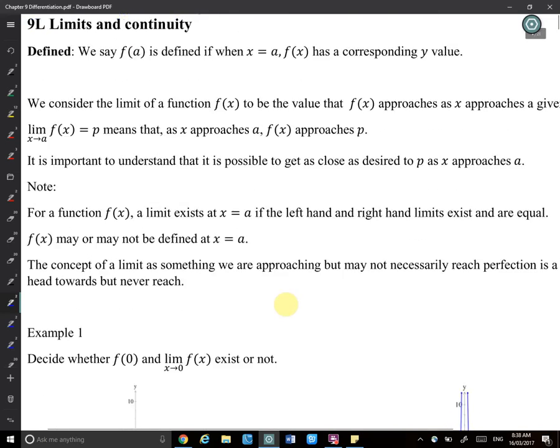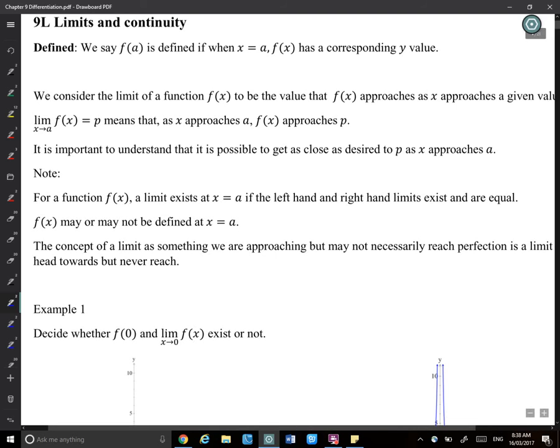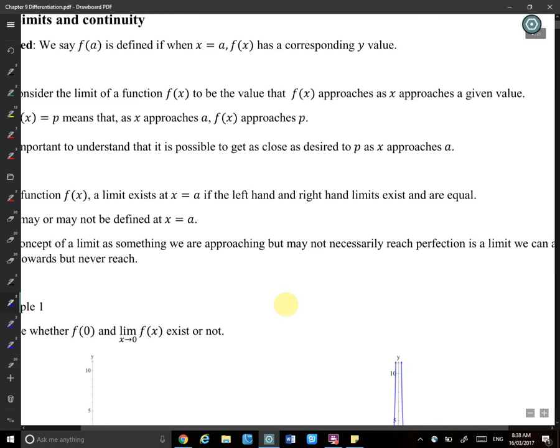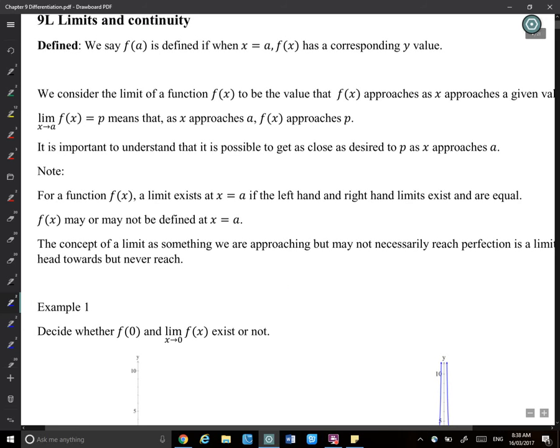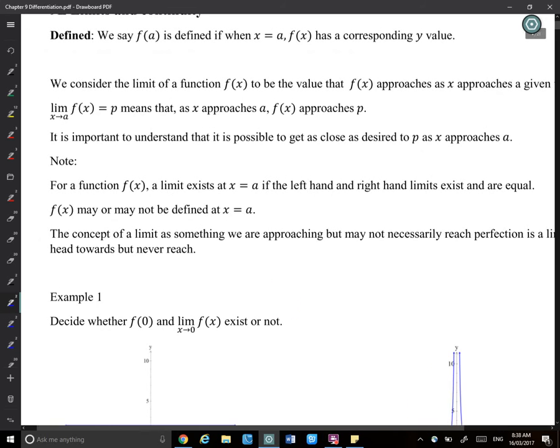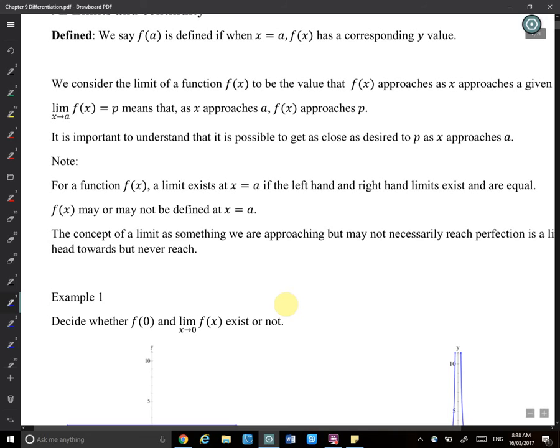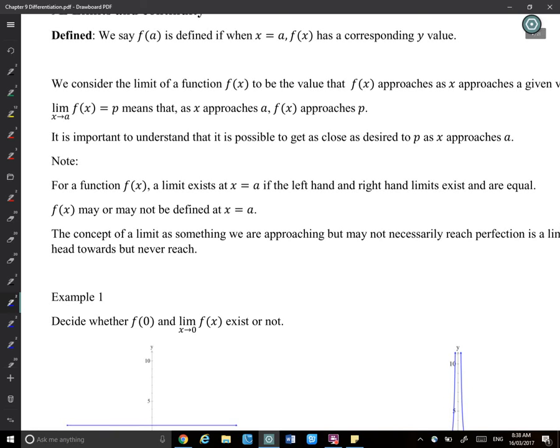So that's defined. And we consider the limit of a function f(x) to be the value that f(x) approaches as x approaches a given value. So what does that mean? We say the limit as x approaches a of f(x) equals p means that when my x value approaches that particular a value, the y value approaches a p value. Let me show you this case on the diagram.